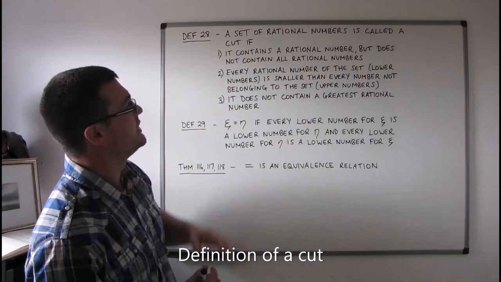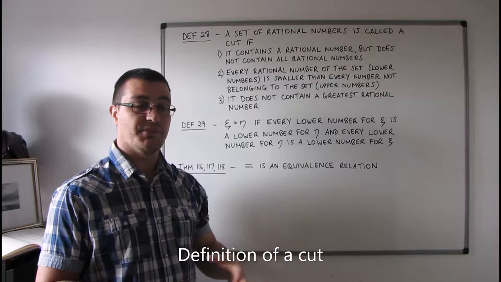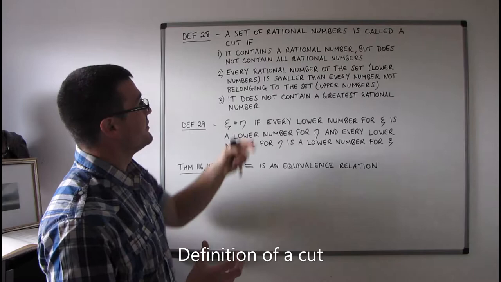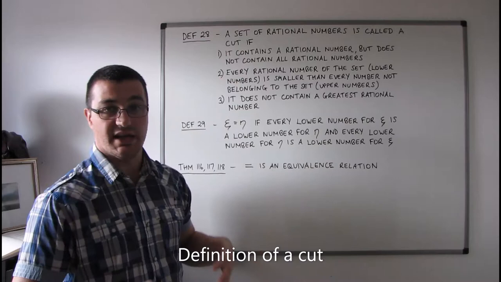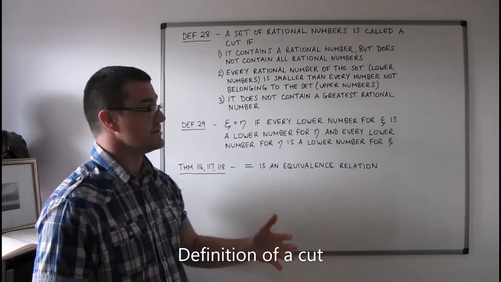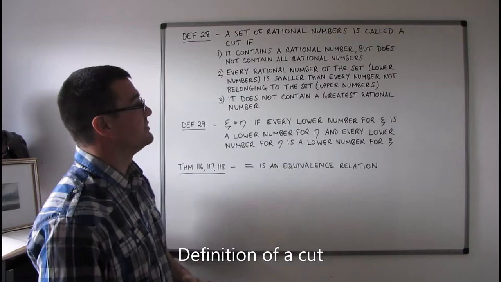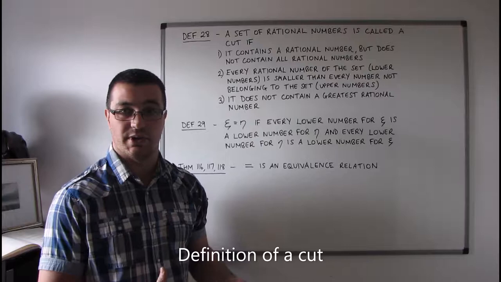So the first thing to note here is that what we're calling a cut is a set of sets. The rational numbers themselves are sets, they're sets of fractions, and the cut is a set of rational numbers, hence it's a set of sets of fractions. But we don't really need to think about it in that way, we just need to think about it as a set of rational numbers, really. But it's worth pointing out that these things are very different objects to what we have been dealing with previously.